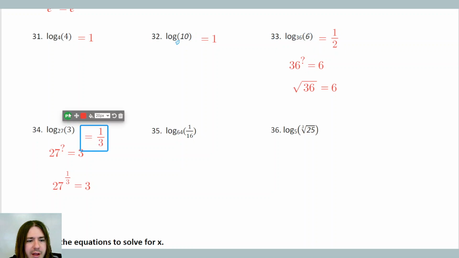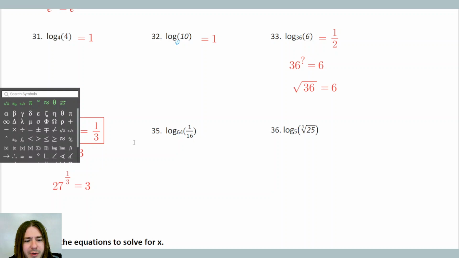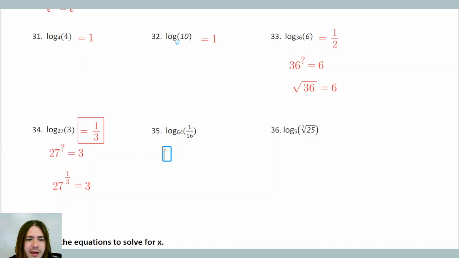Now, 35 is a little trickier, and I'm going to approach it using a different strategy. 34 is on what I think of as the edge of what you could reasonably figure out in your head. 35 is pushing that a little further. 64 to what power is 1/16? Now I think it's not so obvious. So if you're ever stuck in trying to figure out what this is, one strategy you can take is to rewrite both of these numbers in terms of the same base.